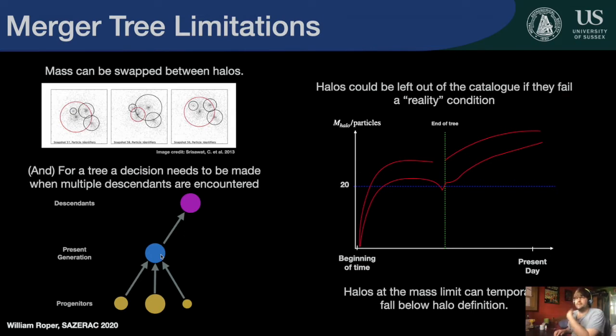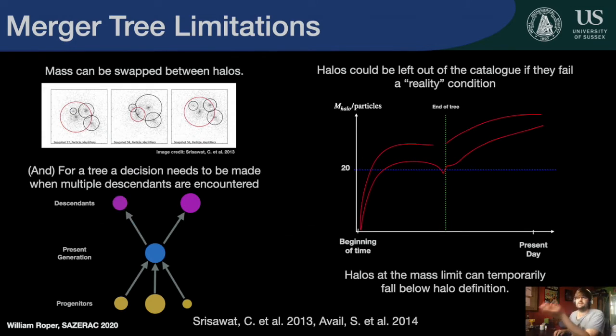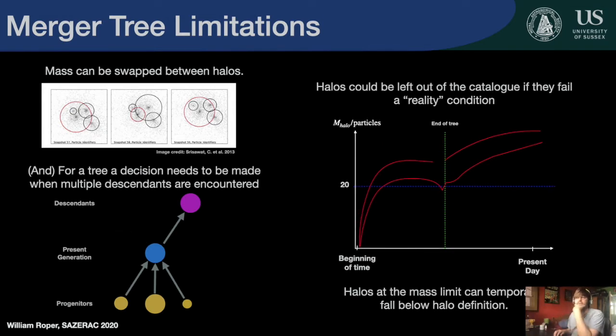And this is where the main difference between a merger tree and a merger graph comes in. So a merger graph actually tracks this and allows this to continue happening, whereas a merger tree, as I said, cuts this out and leaves you with a loss of information.